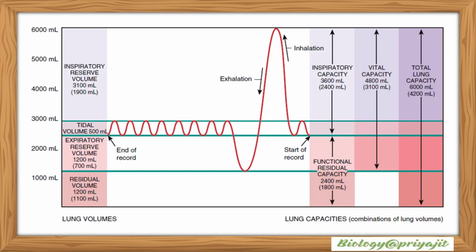This diagram illustrates the various lung volumes and lung capacities which are essential for understanding pulmonary function. It shows how normal breathing, represented by the wavy red line, consists of regular tidal volumes of 500 ml with deeper inhalations and exhalations, demonstrating inspiratory reserve volume 3100 ml in males and 1900 ml in females, and expiratory reserve volume, that is 1200 ml in males and 700 ml in females respectively.